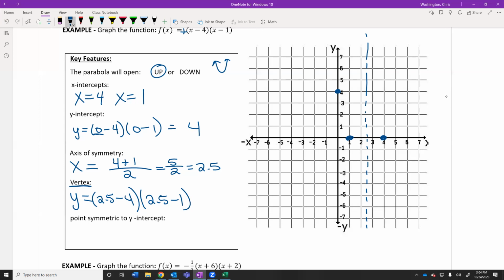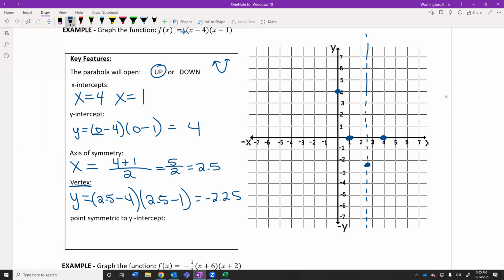Write that in the calculator if you need to. 2.5 minus 4 and 2.5 minus 1. And we get negative 2.25. So now I know exactly how far this graph's going to go down. So at 2.5, we have the vertex right here at negative 2.25. So now we've got a really, really good idea what this graph's going to look like, especially the left side.